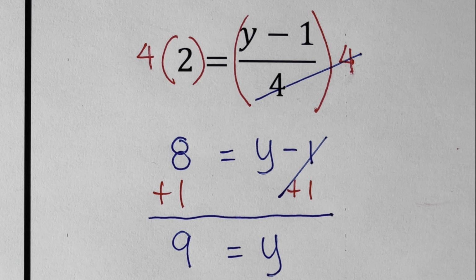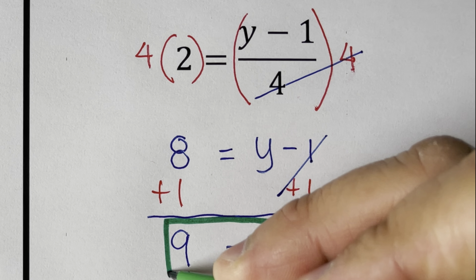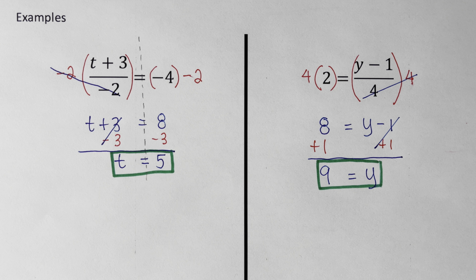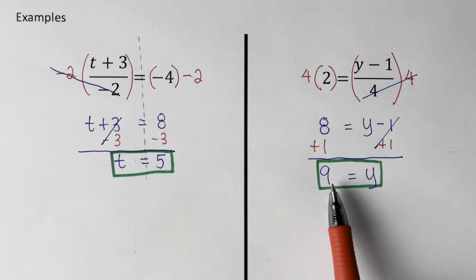And so this is the value of y that will make this equation true. And this makes sense because 9 minus 1 is 8. 8 divided by 4 is 2. Did you get y is equal to 9 as your answer to this problem right here?